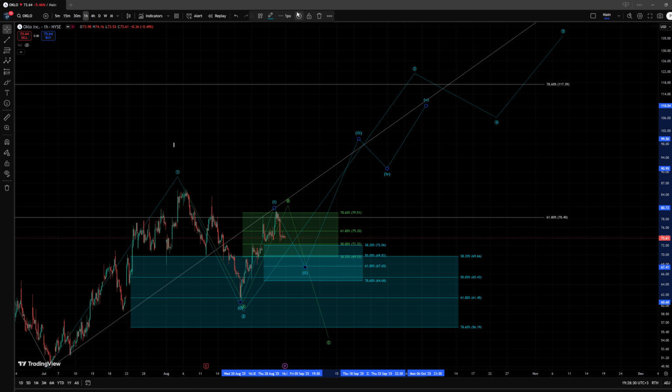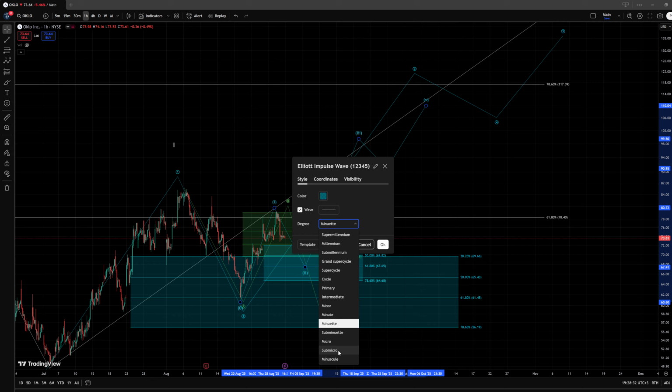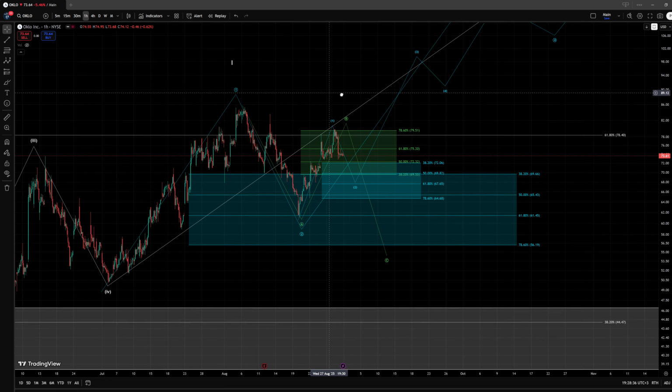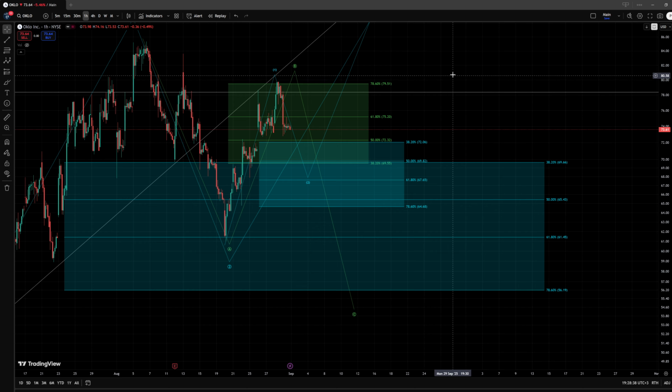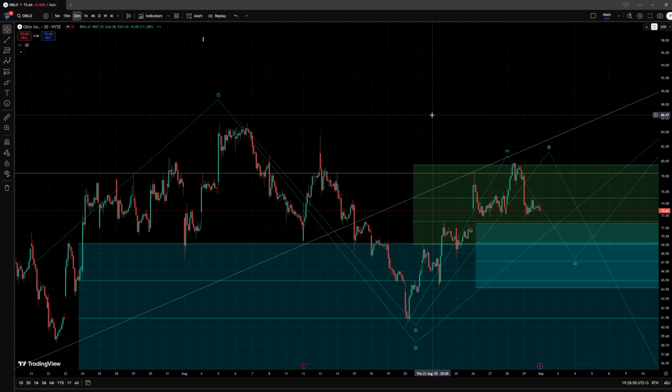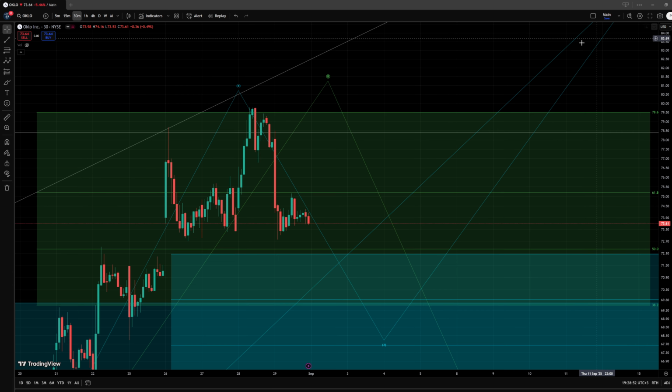Now I do also want to make this the right degree and color for what we are tracking, but for now I would say that this correction doesn't look quite complete to me. I could say that this is a wave A, this could be a wave B, and then this is 1, 2, 3. Oh, I drew that horribly. Let me get a little closer.